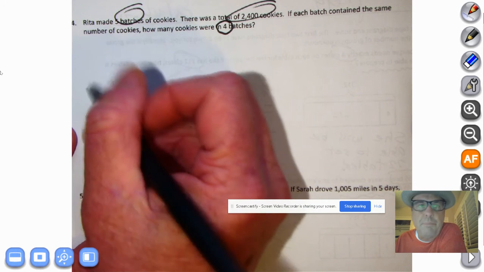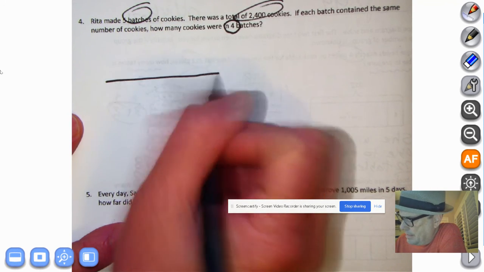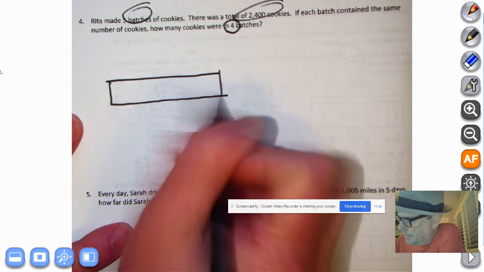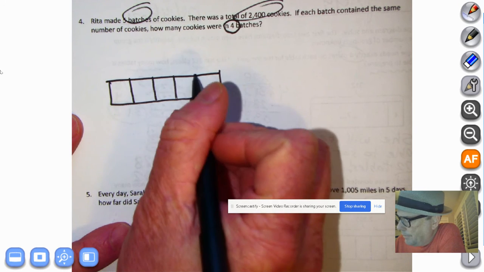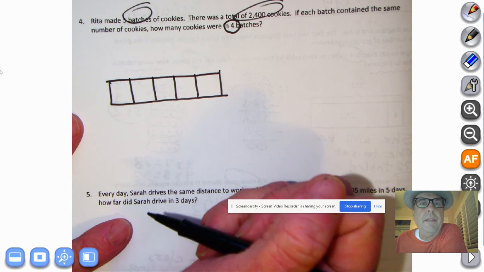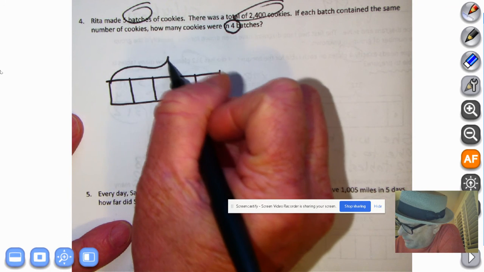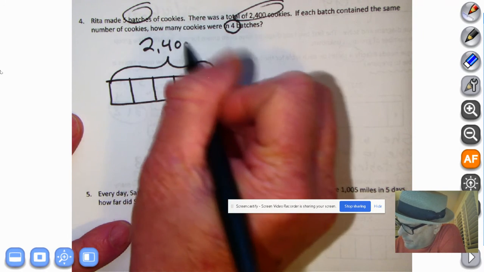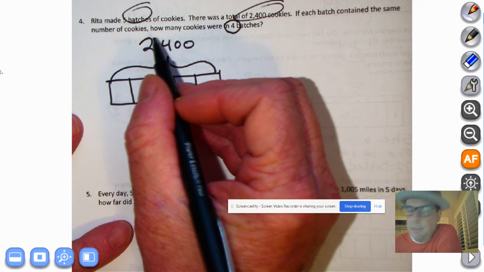Well, it's a 2-step problem, right? Let's figure out how many are in 5 batches. So we're going to make 5 batches here. 1, 2, 3, 4, and 5, okay? And there's a total of 2,400 cookies. That's our whole 2,400. See how that works? She made 2,400 cookies, and there were 5 batches, okay?